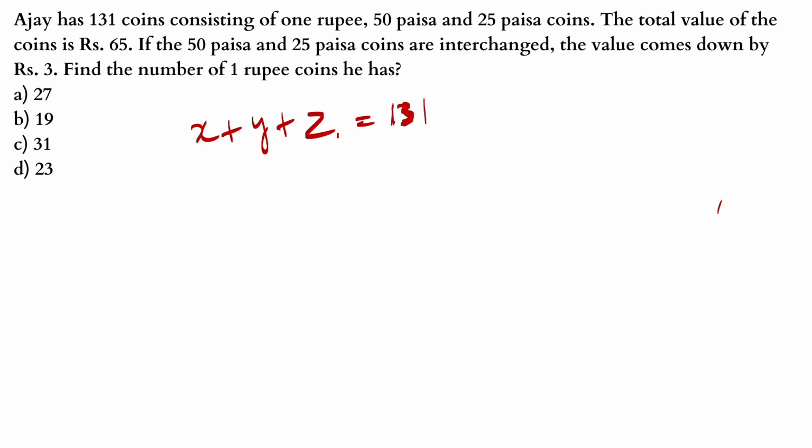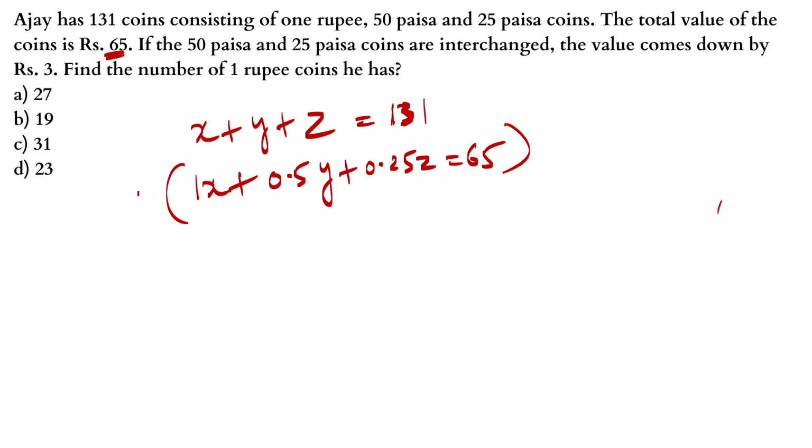What is the value of the 1 rupee coins? It's 1x, right? The value of the 50 paise coins can be taken as 0.5y, and the value of the 25 paise coins can be taken as 0.25z, which is equal to, what is the total value? Total value is 65 rupees. Now if you multiply this with 4, we get 4x plus 2y plus z is equal to 260.